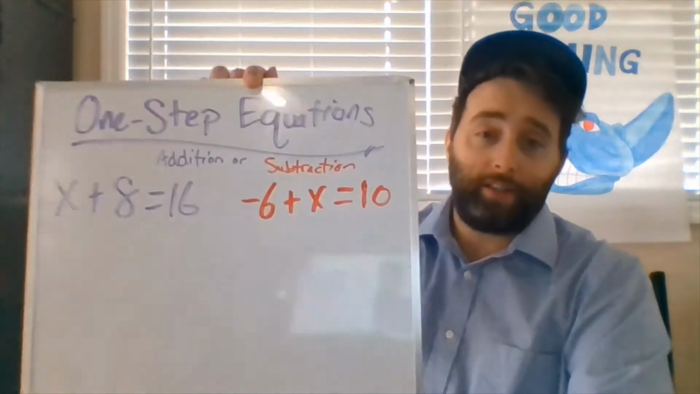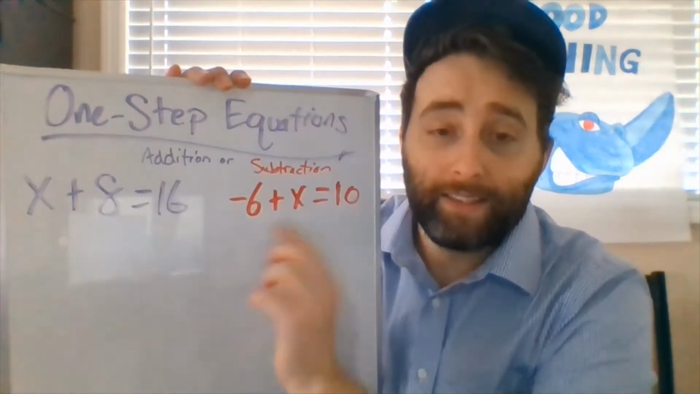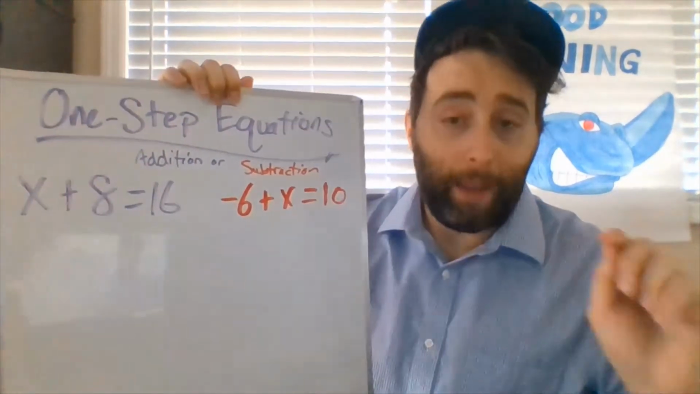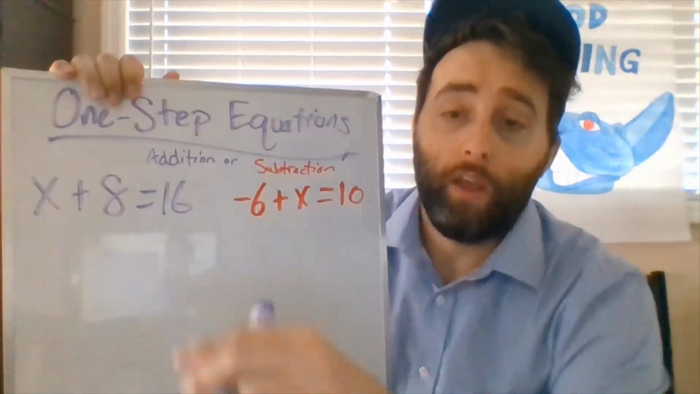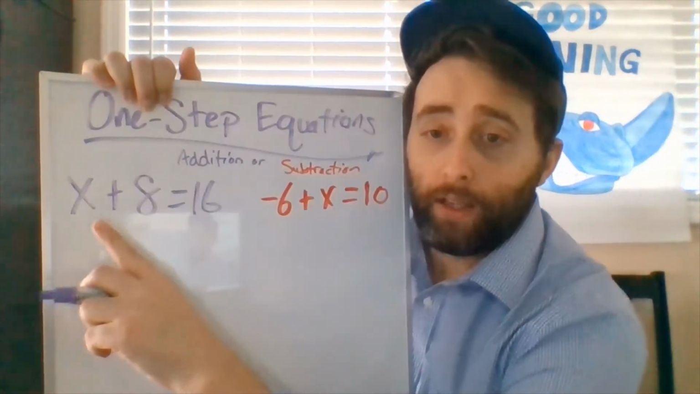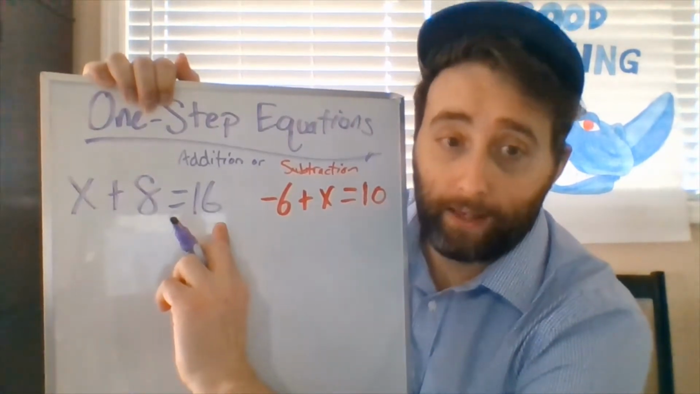Now, to solve one-step equations, that means you're going to use the inverse operation. You're going to use the opposite of what you're given in the problem. So if you're given addition, the opposite of that is subtraction. If you're given subtraction, the opposite of that is addition. Now, I'll go over this because it may not look like in the second step that we're using subtraction, but we are. Now, over here, you have x plus 8 equals 16.